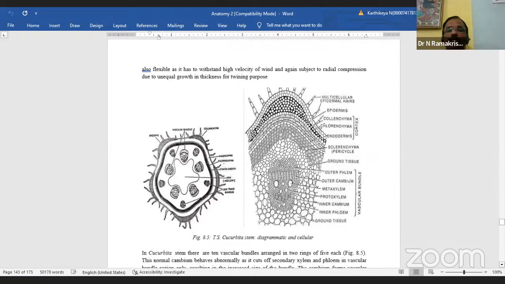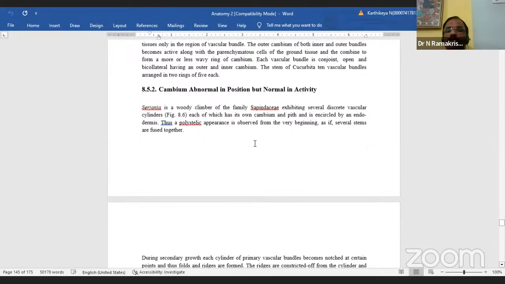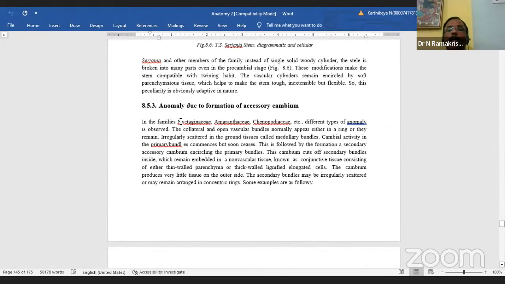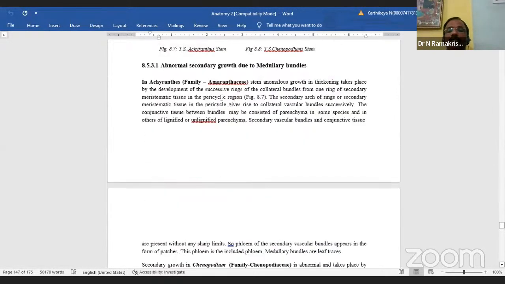Here now you see one more activity. This one is cambium in abnormal position with normal activities. So this is the second type of anomalous secondary growth. Now you see here, anomalous due to formation of accessory cambium, means annual rings. So this is after the rings. First year, second year and third year, these are all the rings.